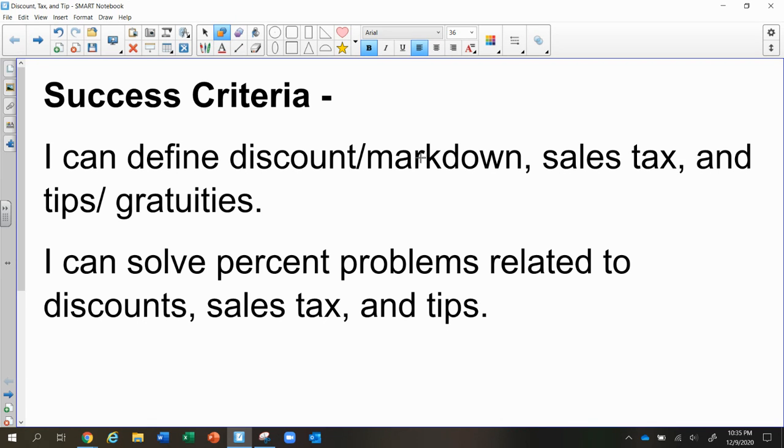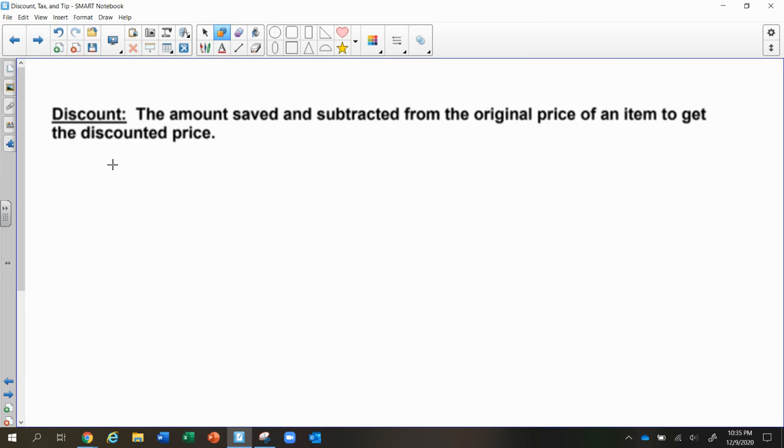So first of all, we need to be able to define these words. A discount, most of us know what that is, the amount saved and subtracted from the original price to get the discounted price, right? This is also known as markdown because it's marked down from the original price.